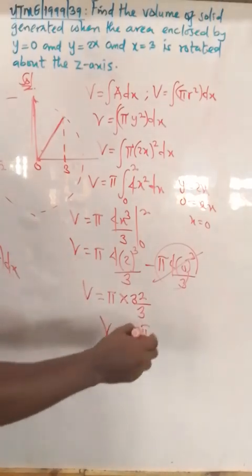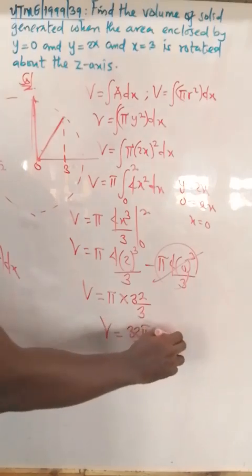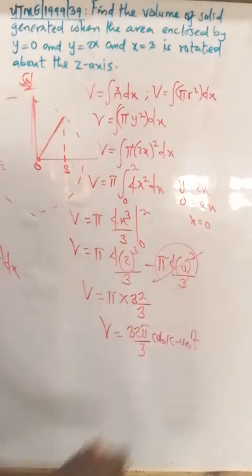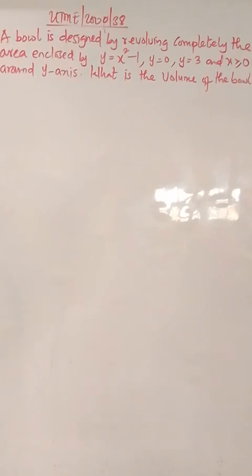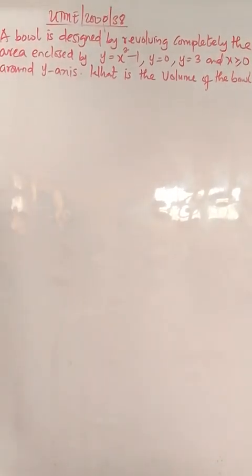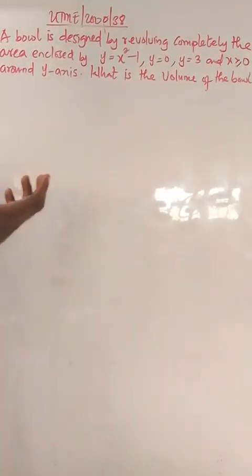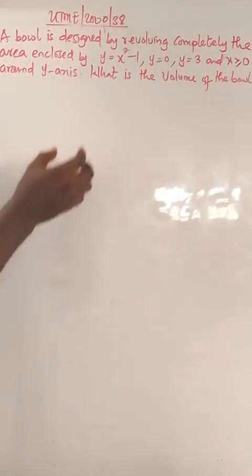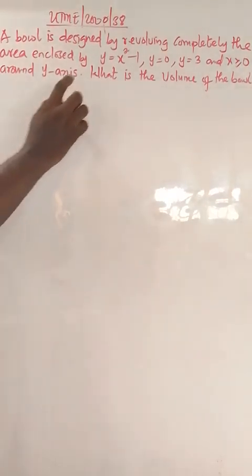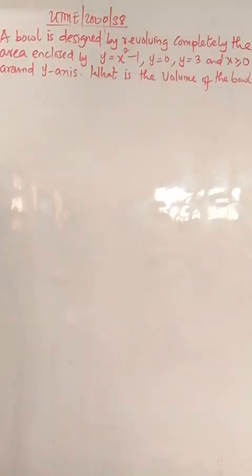So the volume becomes 32 pi over 3. We're not given units, so that's cubic units. Cubic units, and that is the answer. Now look at this question. Before solving, let's try to make sense of it in real life. A bowl is designed by revolving completely the area enclosed by this function.